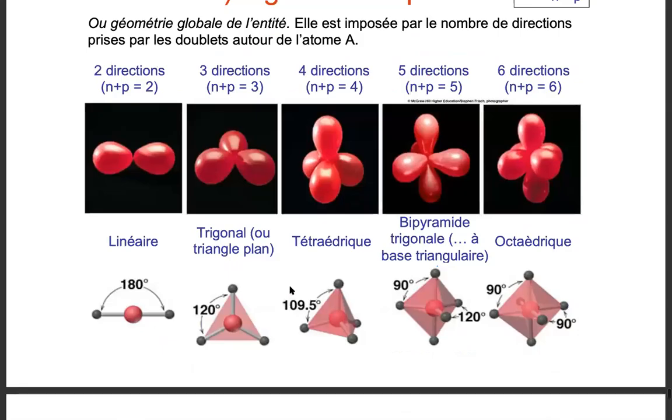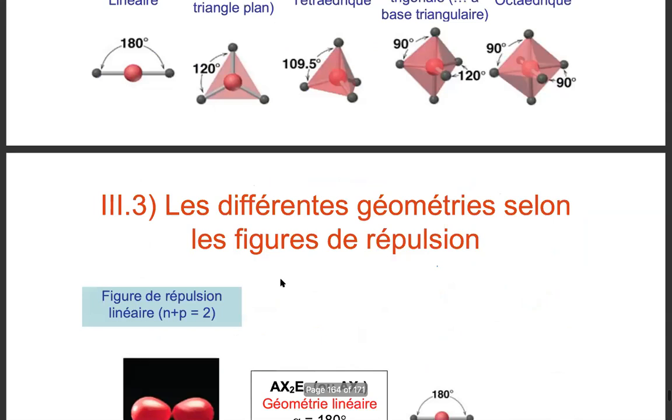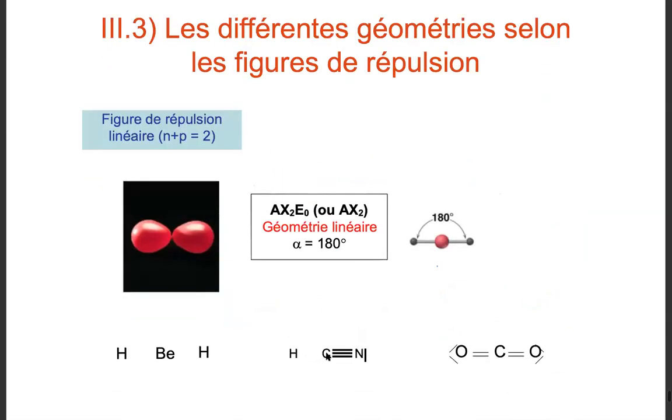Now I'm going to show you molecules that really form this type of geometric structure. The first one is hydrogen nitride, then beryllium hydride, which is beryllium with 2 hydrogen atoms, and you also have carbon dioxide. They form a 180 degrees orientation.